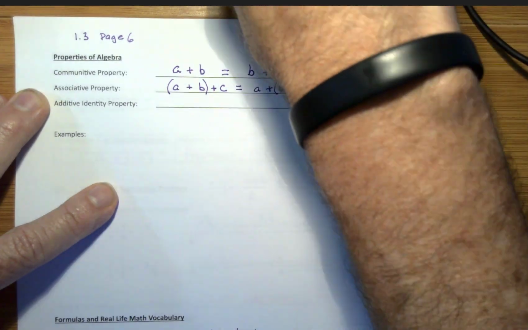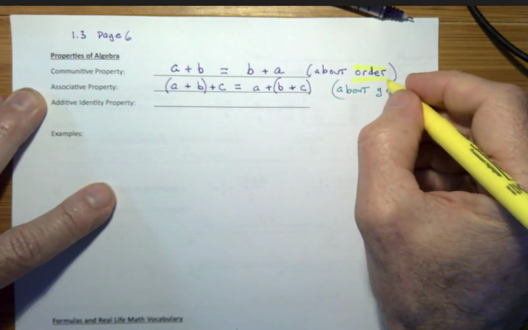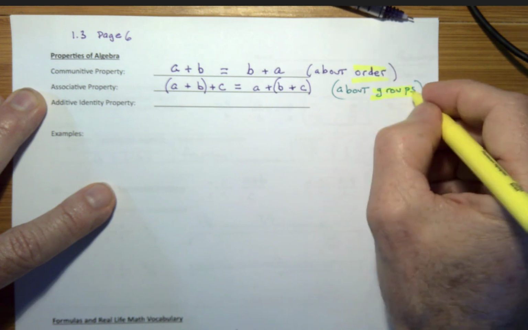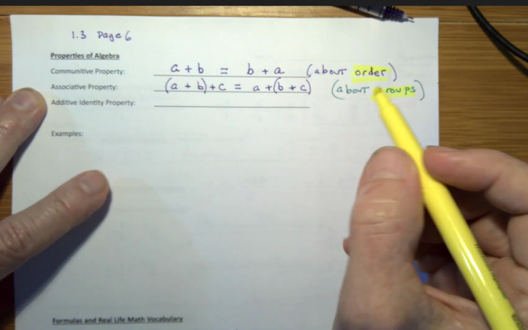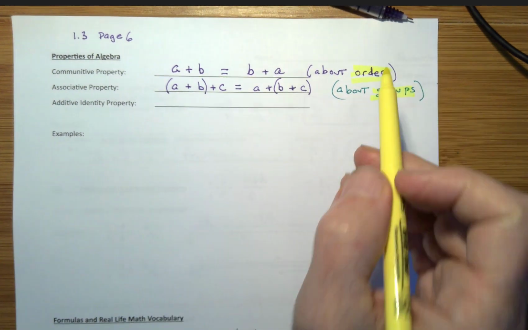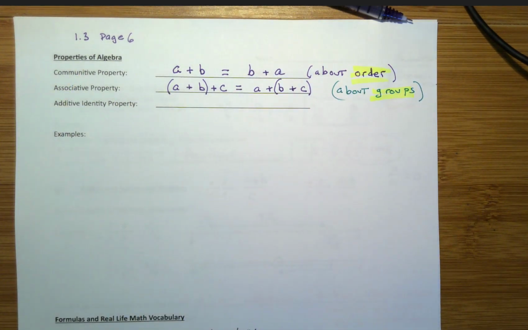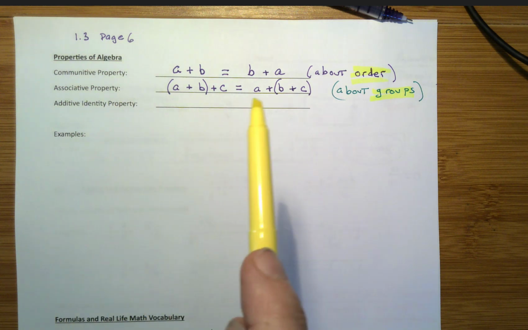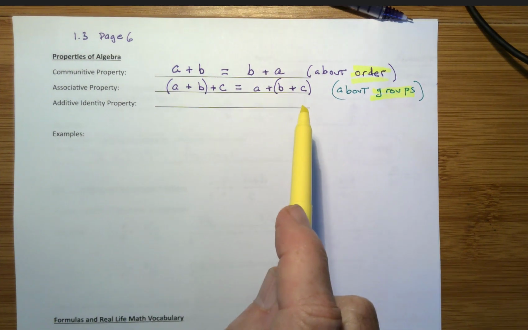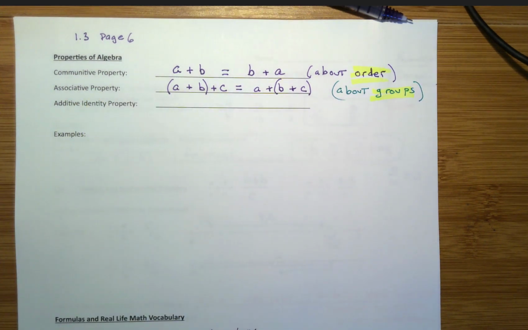So in both of these laws, what it says is you can change things. Sometimes we need to do that to make it simpler. You can change the order of your math because of the commutative law. You can change the groups that you make because of the associative property.